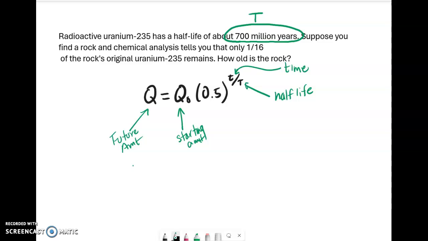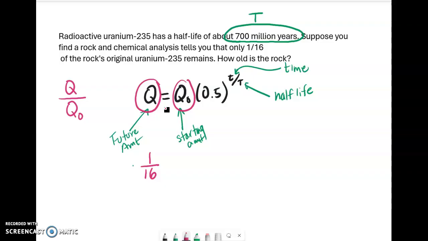Suppose you find a rock in chemical analysis that tells you 1/16 of the rock's original remains. How old is the rock? So it doesn't tell us the starting amount. It doesn't tell us the future amount. But it tells us that the fraction 1/16 remains. So that fraction is going to refer to the future amount divided by the starting amount.